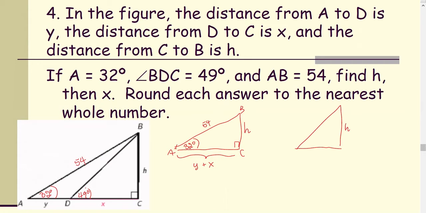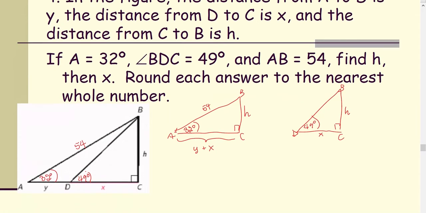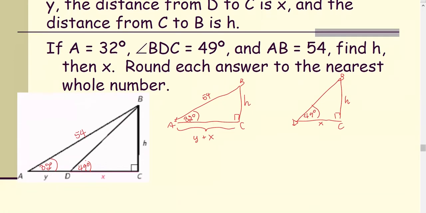And the other triangle has the height h, which is angle BDC. Angle D is 49 degrees, and the adjacent to angle D is x. We're going to find h. From these two triangles, we know that both of them have a common height h.